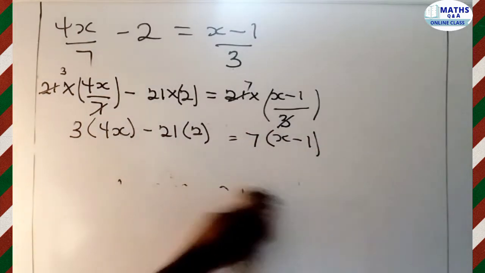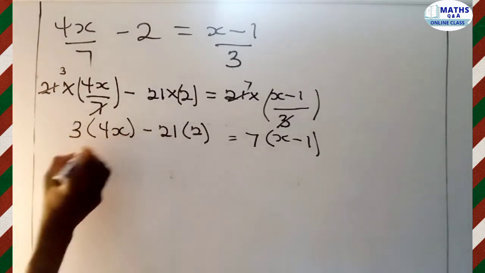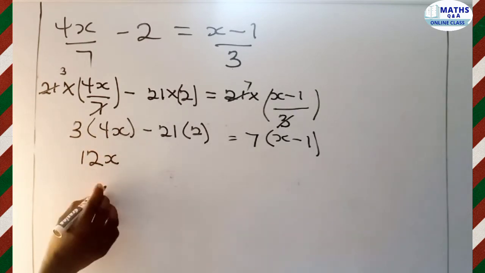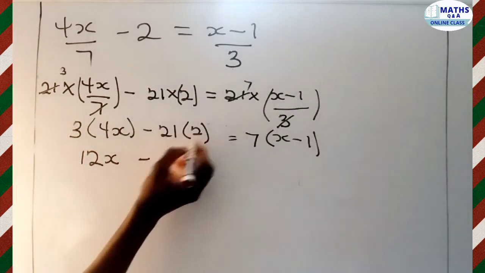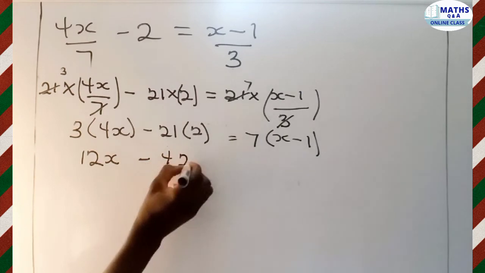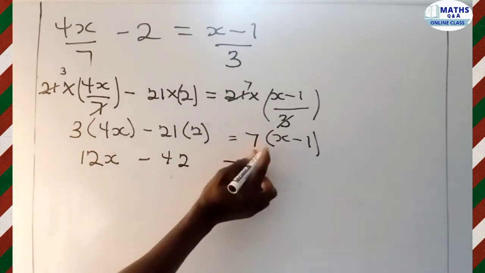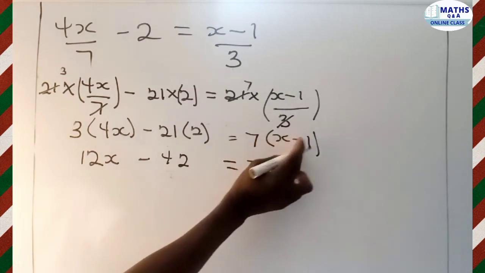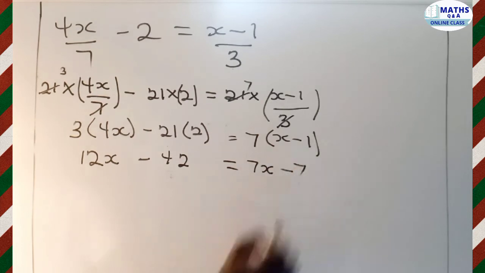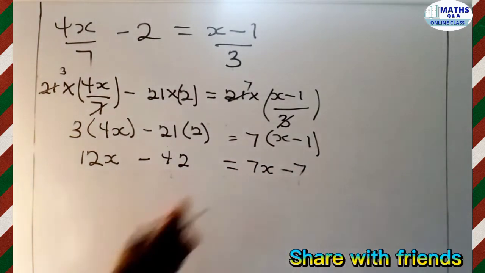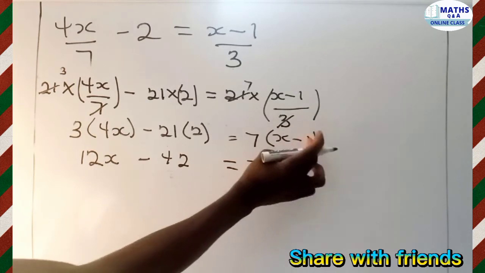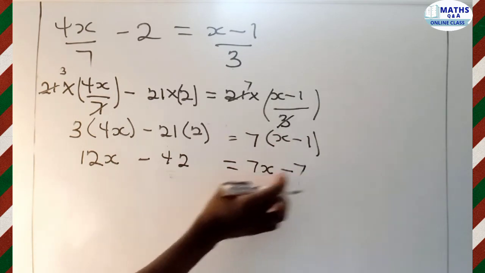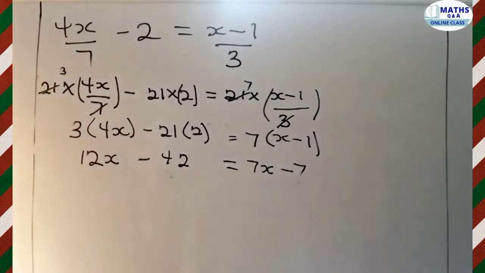I hope you're following. Let's proceed. Now 3 multiply 4 gives us what? 12. So 3 multiply 4x gives us 12x, minus 21 multiply 2 gives us what? 42, which is equal to 7 multiply x gives us 7x. 7 multiply minus 1 gives us what? Minus 7. Because 7 is multiplying those in the bracket, and there are 2 terms in this bracket. So we multiply 7 by each term, okay? So we have 7x minus 7. Now let's proceed from here.